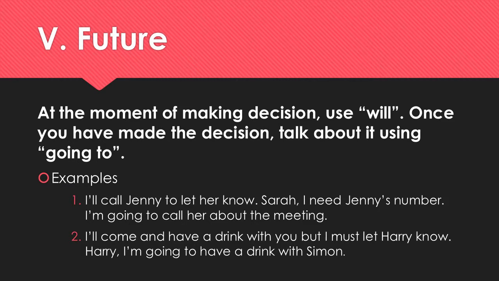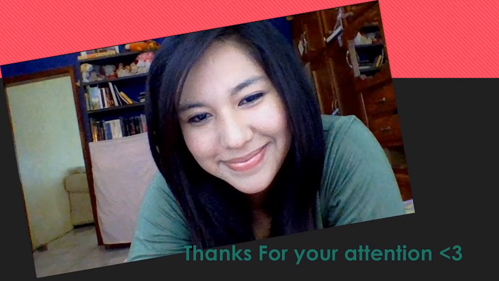At the moment of taking a decision, use will. When you have already made a decision, talk about it using going to. For example, Sarah, I need Jenny's number. I am going to call her about the meeting. I'll come and have a drink with you, but I must let Harry know. Harry, I am going to have a drink with Simon.